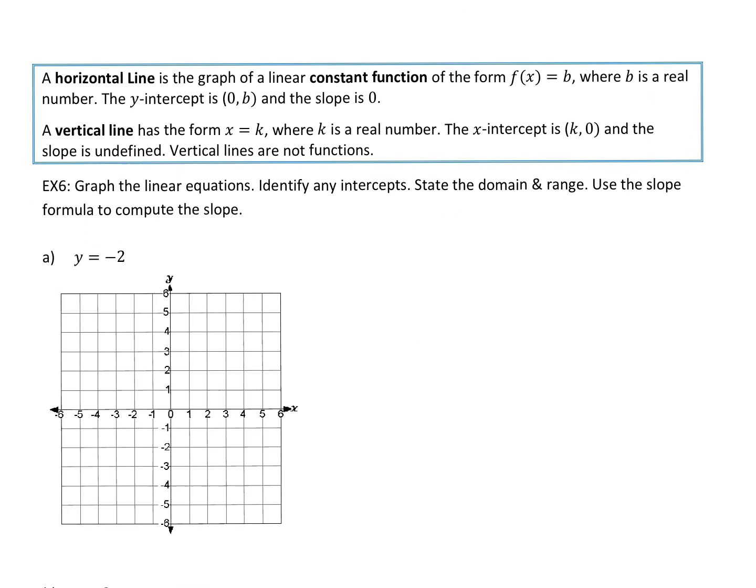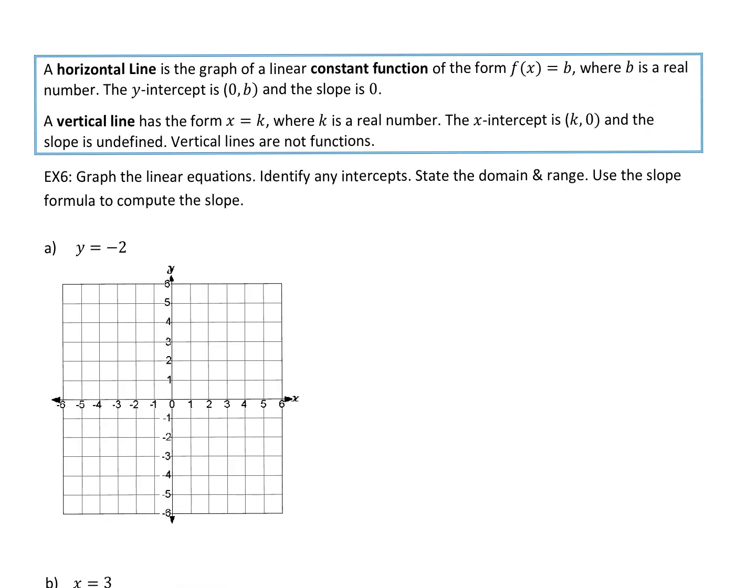Now let's take a look at this part. A horizontal line is the graph of a linear constant function. Constant being because it never really changes. Of the form f of x equals b, where b is a real number, the y-intercept is (0, b), and the slope is 0. Again, so careful, for a horizontal line, the slope is going to be 0.